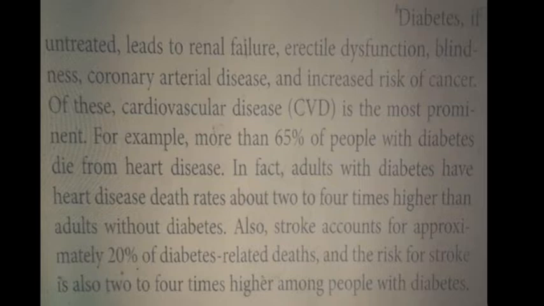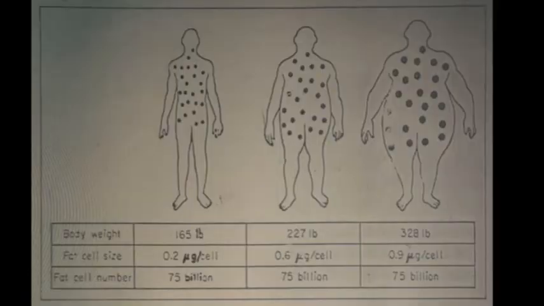For example, more than 65% of the people with diabetes die from heart disease. In fact, adults with diabetes have heart disease death rates about 2 to 4 times higher than adults without diabetes. Also, stroke accounts for approximately 20% of the diabetes-related deaths, and the risk for stroke is also 2 to 4 times higher among people with diabetes.